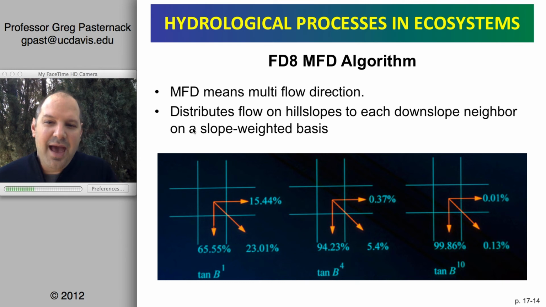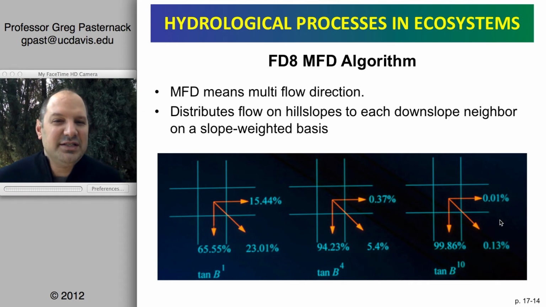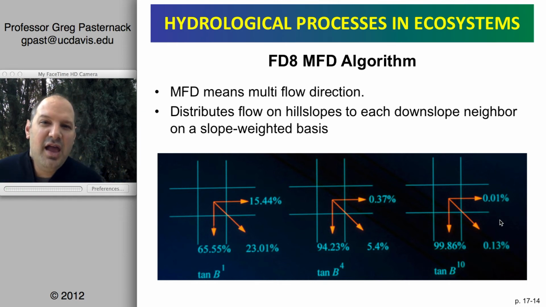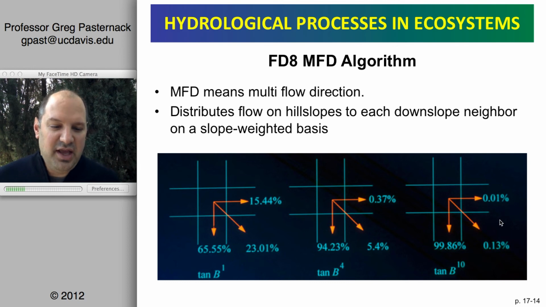Then this, MFD, means multiflow direction. So this is a case where we're going to eliminate that random component and just distribute it directly in proportion to the slope. So in this case on the left, about 66% of the water is going to go down this way, 23% diagonal, and 15% this way. And then these are just 3 different scenarios. So it's just like a multi-flow direction. We're going to allow water to go in several directions, all downhill. And the steeper a direction is, the more it's going to get.